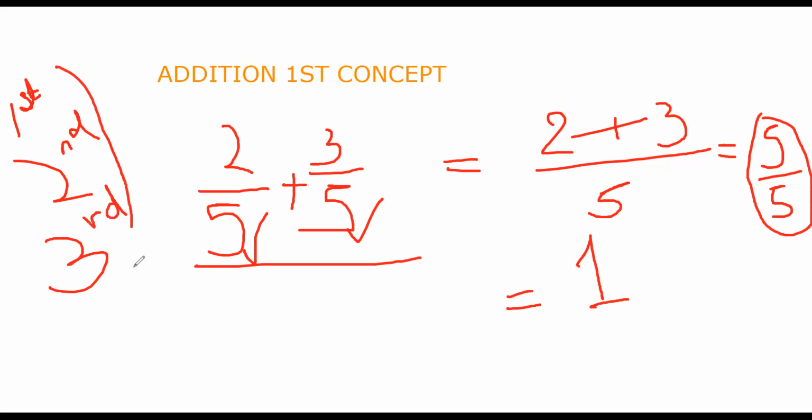Over here in the 3 steps we have discussed, to see the denominators, to add the numerators and to simplify the answer. In the second concept of the addition, we have a little bit more steps. Let's discuss them also. Addition, second concept. Let's take the example again.